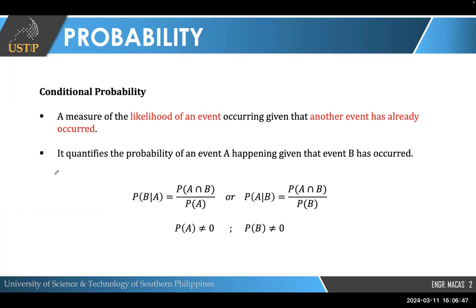Okay, so when you say conditional probability class, it is a measure of the likelihood of an event occurring given that another event has already occurred. So ang atong keyword here class is the word given, no?